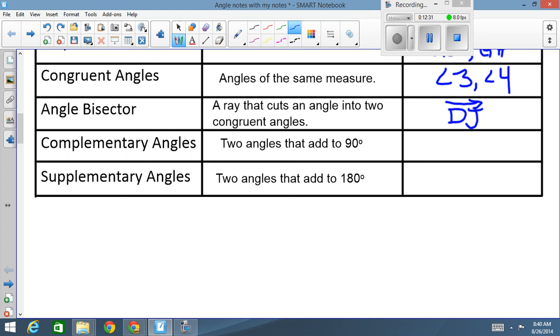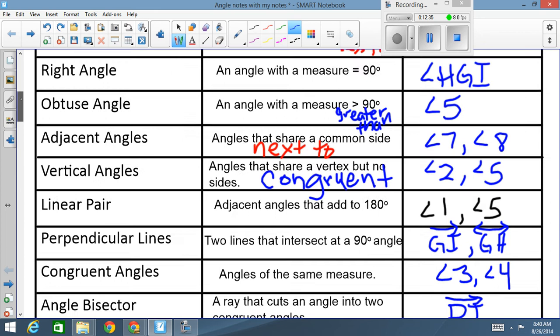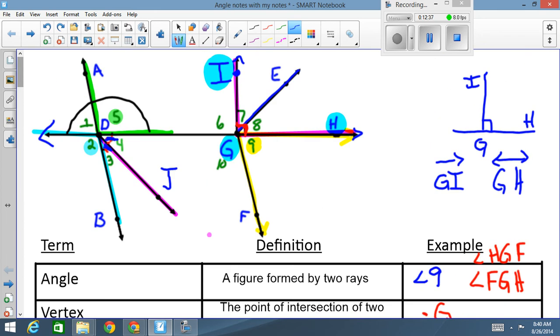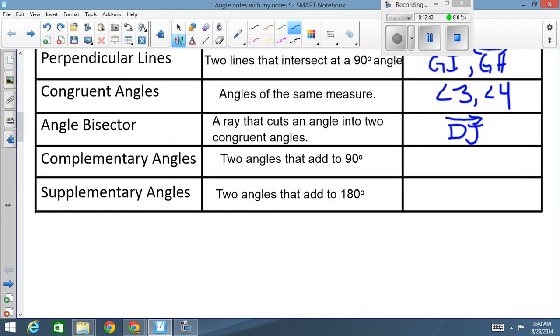All right, two more. Complementary angles are two angles that add to 90 degrees. So let's go back up here. You see that 7 and 8, once again, make up this 90-degree angle. Since they add to give me 90, angle 7 and angle 8 would be considered complementary angles. They add to 90 degrees.